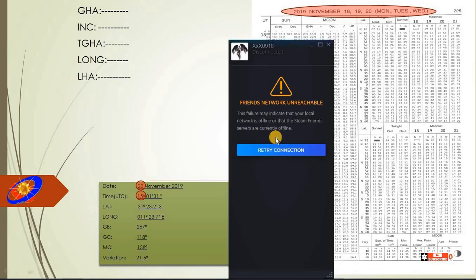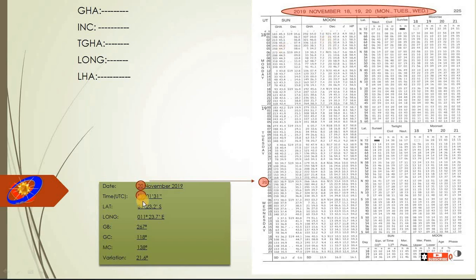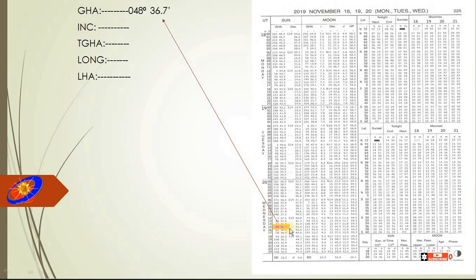and we're gonna use the 1500 hours from our time, and here it is, and its value here, it's 4836.7. This is the GHA of the sun, because we are using the sun.